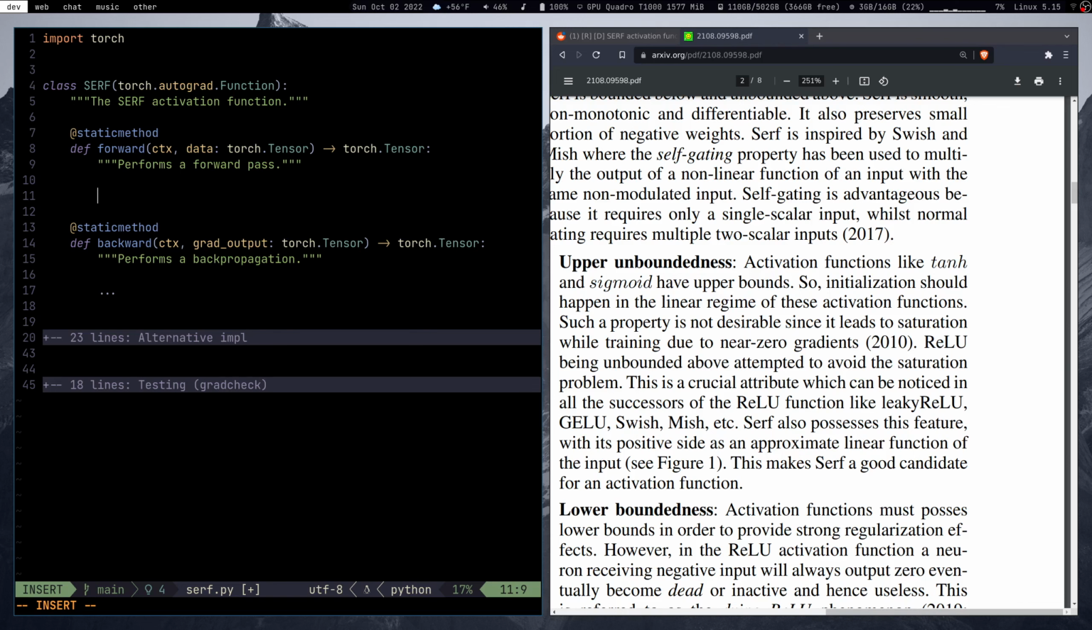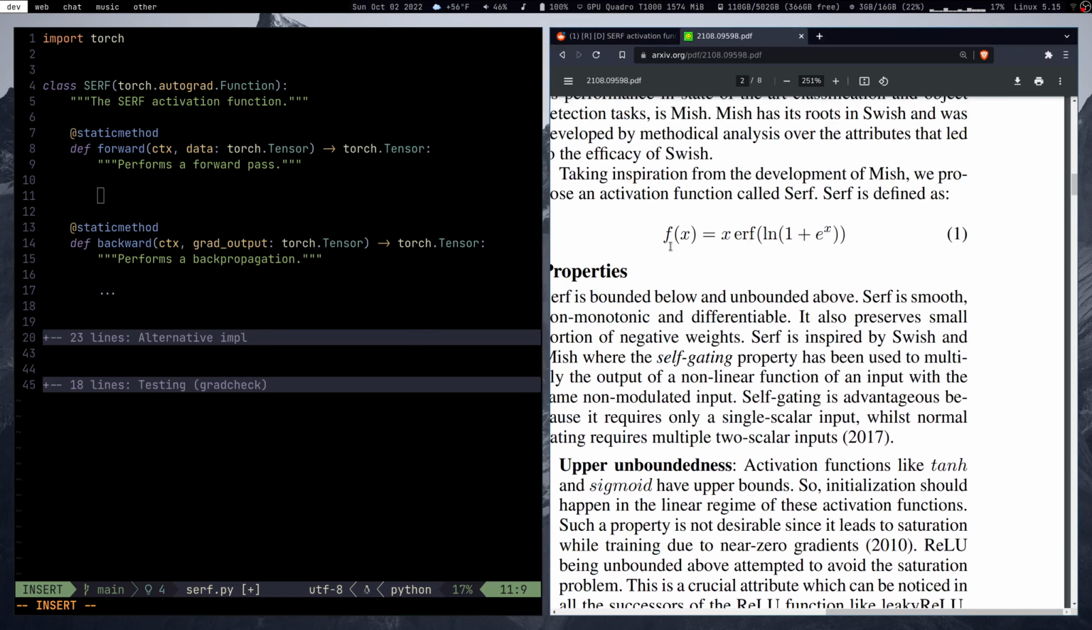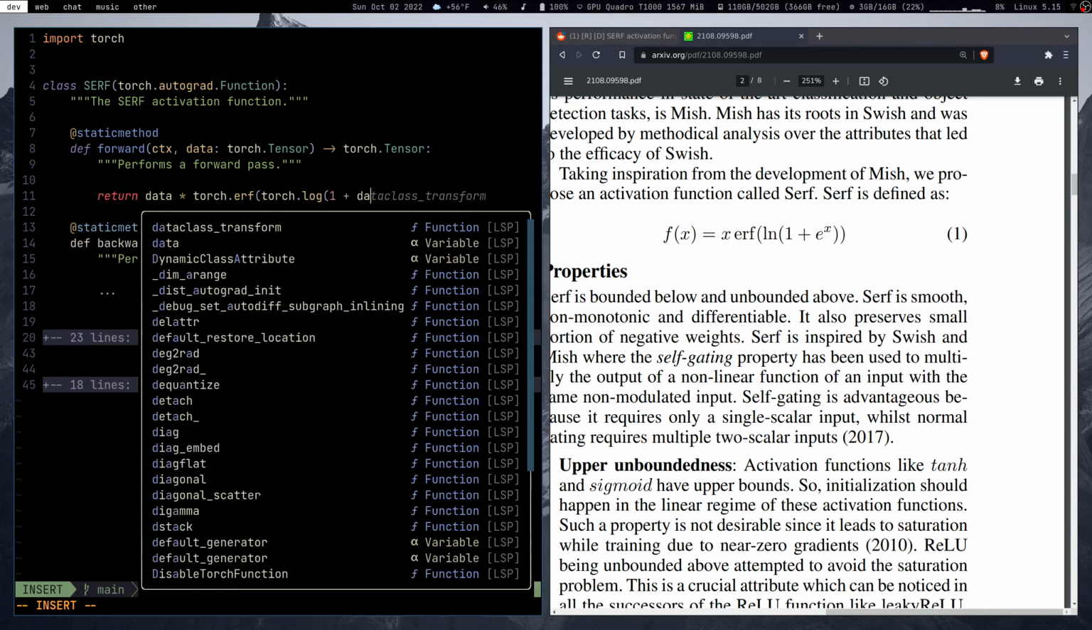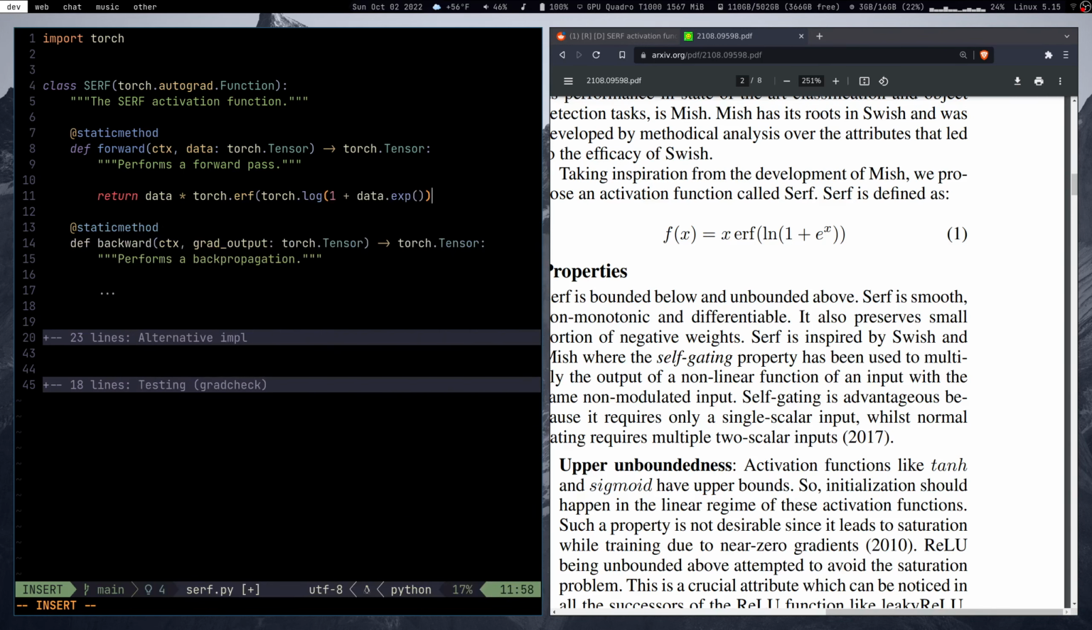Okay, so for the forward method, we do f of x equals x times ERF of the natural log of 1 plus e to the power of x. So let's do this. We return data times torch.erf of torch.log, that's natural log, of 1 plus data.exp. And that should be it. Okay, that's the forward method.